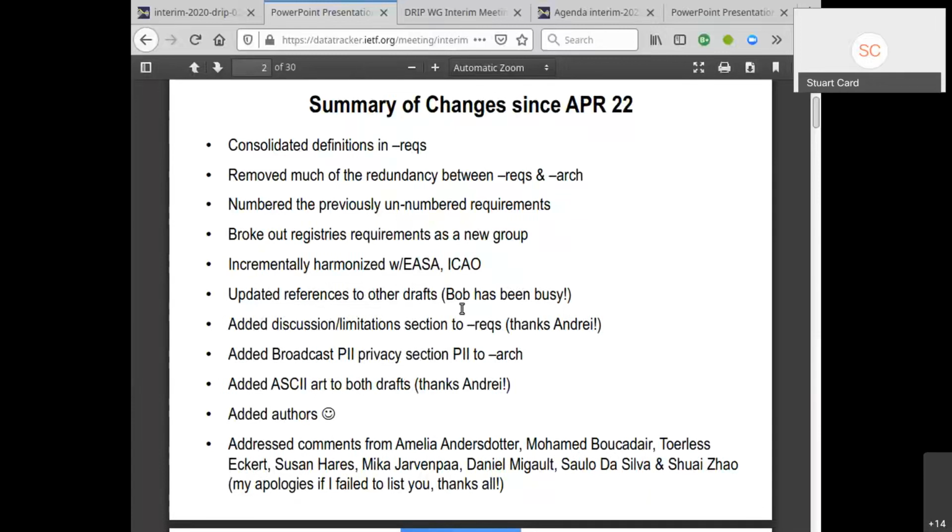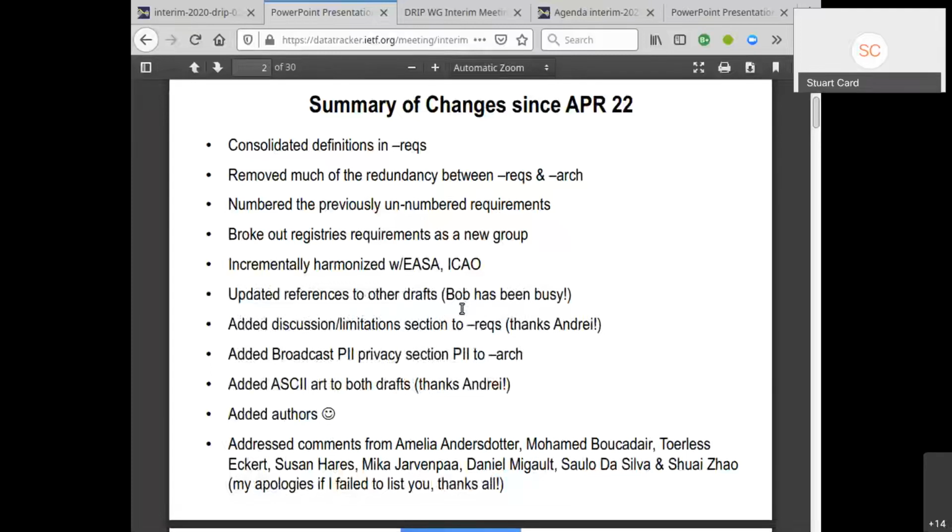I've updated some of the references to other drafts. Bob has been extremely busy. He's quite a prolific writer. Andrei Gurtov gave us a discussion limitations section. Bob gave me a section on the privacy. Oops, I've got a redundancy right in there. Broadcast personally identifiable information privacy section. Shouldn't be a second PII.